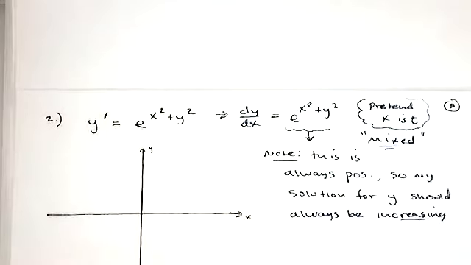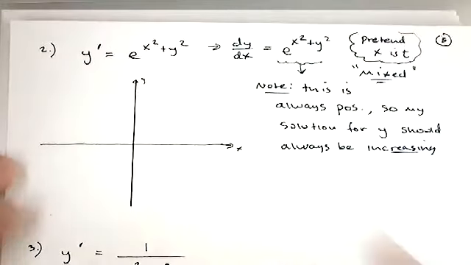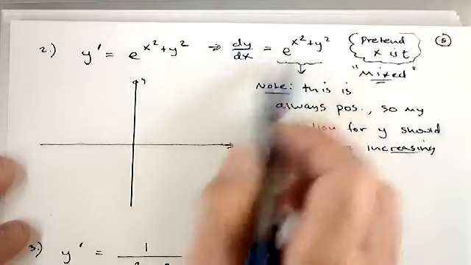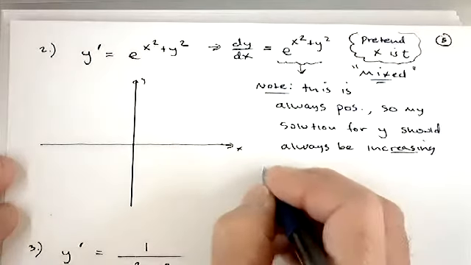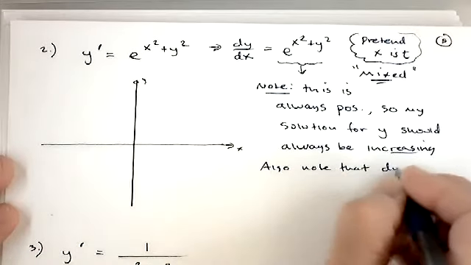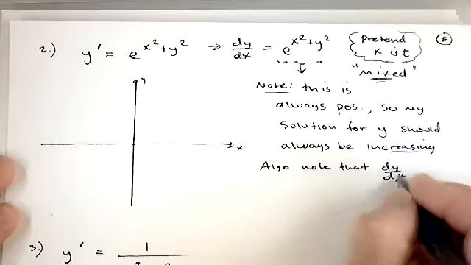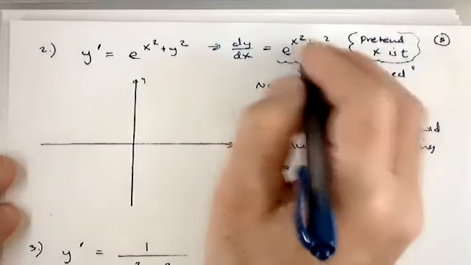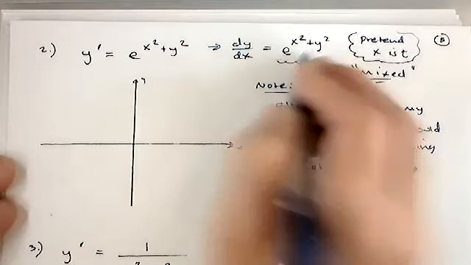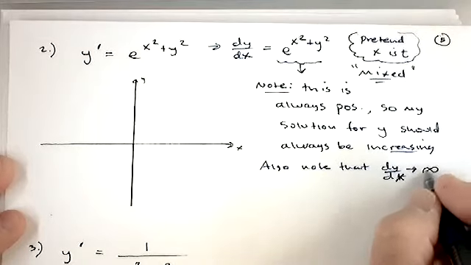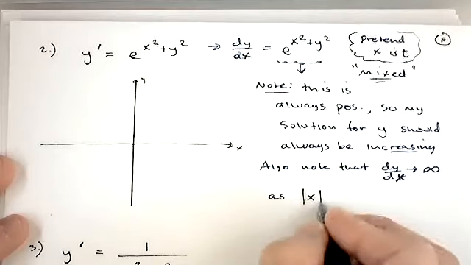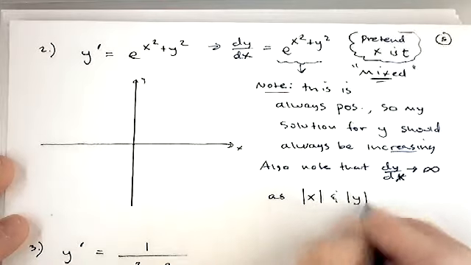And maybe another thing to note is what happens as x and y get really big? As x and y get really big, this gets infinitely big, right? I'll also note that dy/dx, if I plug in a big enough x and y, even negative values, right? If I plug in negative 10 million and square it, this is going to be infinitely big. So my derivative will approach infinity as, one way you could write this is, the absolute value of x and the absolute value of y approach infinity.